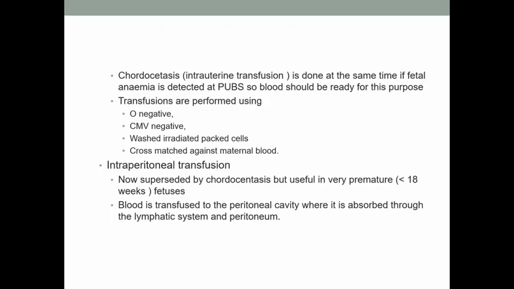So intraperitoneal transfusion also can be done. This is a very easy method compared to cordocentesis. Here we just take this O negative, CMV negative washed packed cells, cross-matched against maternal blood, and we put it into the fetal peritoneal cavity, and normally it will be absorbed through the small vessels in the baby's tummy.